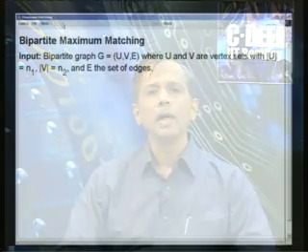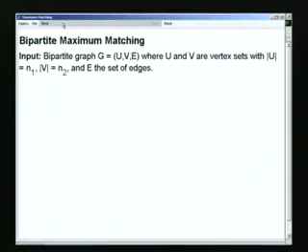So, I am going to first define this problem and then I will relate it to this job and candidate problem. In this problem, our input is a bipartite graph. Let us call it G. G is composed of two vertex sets U and V, and the cardinality of U is N1, the cardinality of V is N2, and E is the set of edges.